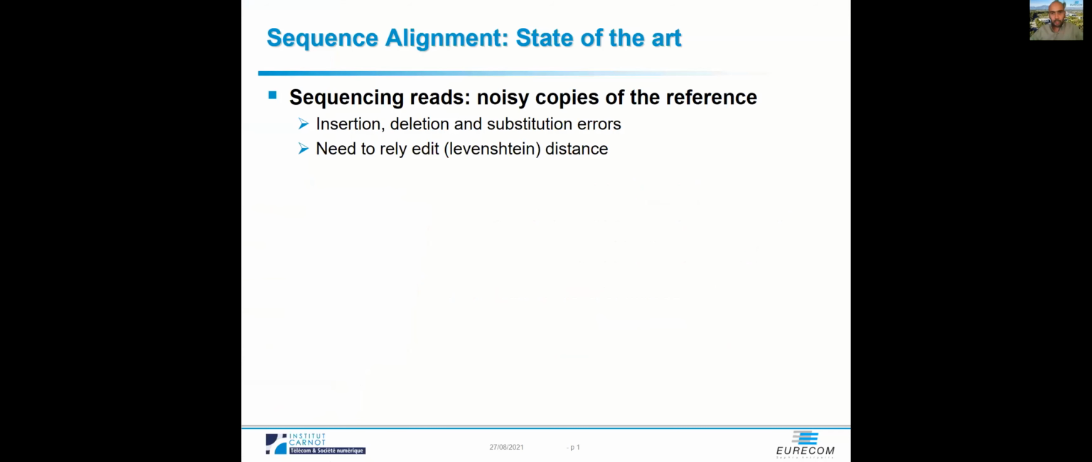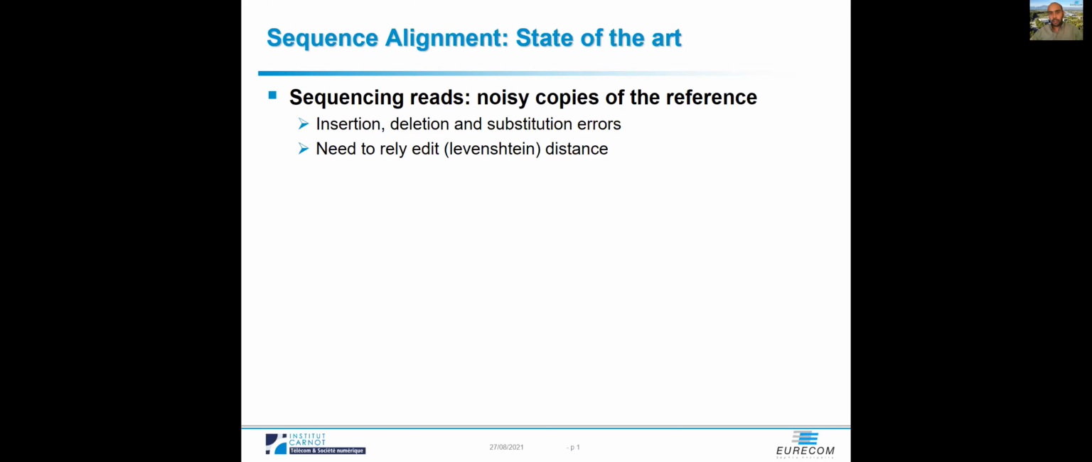So I'm preaching to the choir here when I talk about sequence alignment, because the bioinformatics community has been working on sequence alignment for quite a while now. Essentially, the problem of sequence alignment is one that's extremely well known to all of us. The modern sequencing machines are going to produce tens or hundreds of millions of noisy copies of the reference essentially at this point. And these copies are noisy because each read has potentially insertion, deletion, or substitution errors. The rate of errors is going to vary depending on the type of sequencing technology, of course.